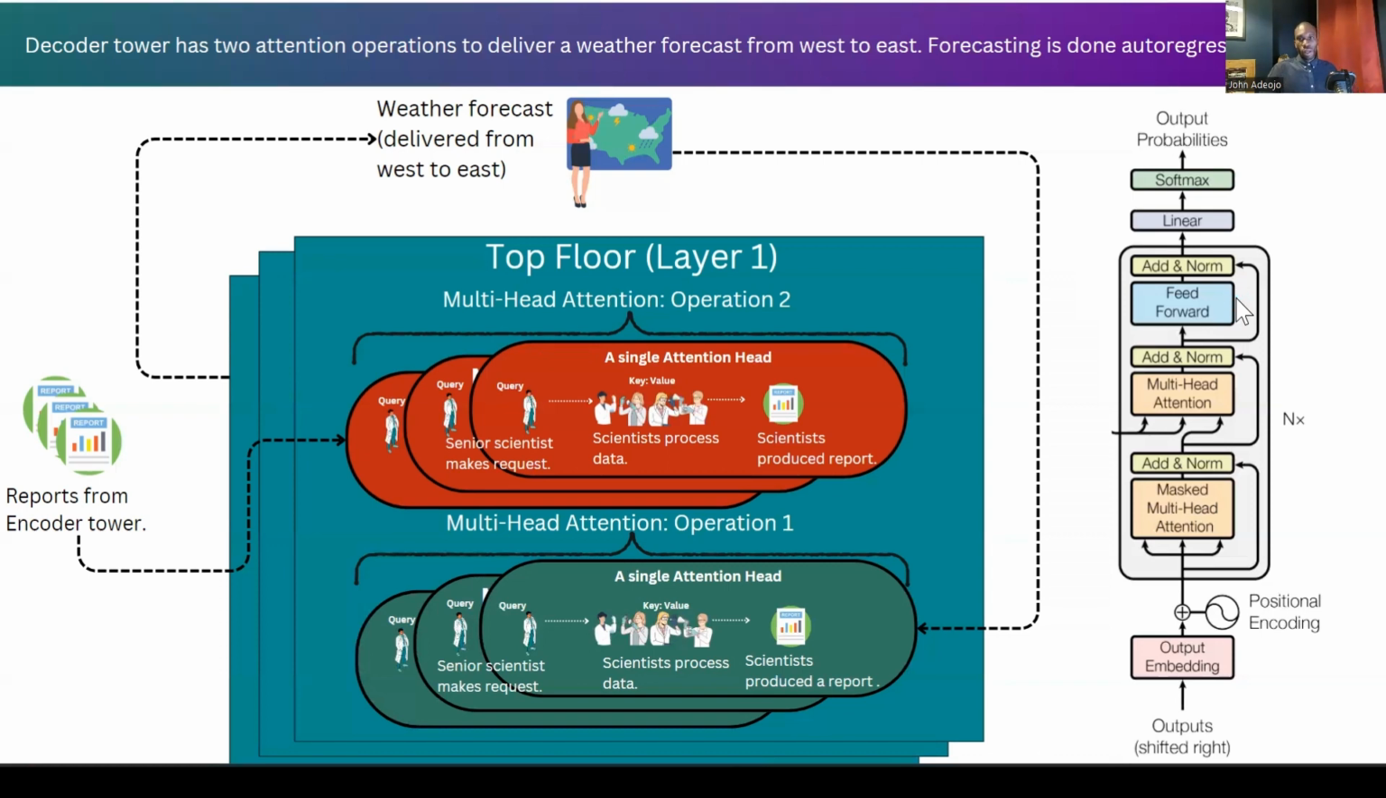Okay. So that's it in terms of encoder and decoder. There is another aspect to it, which is the training aspect. Initially, this encoder and decoder operation that we have, the Transformer Broadcasting Corp's weather forecasting operation, is not very good. It's actually quite terrible. The scientists are badly trained. They don't really know what they're doing.